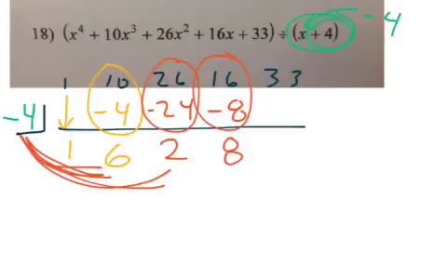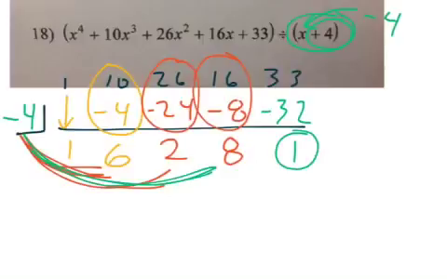And then one more time, I'll change the color to green here. I'm going to take negative 4 times that 8 and get negative 32. And my remainder is 1, right? So what does my result mean? Well, remember, guys, let me clean this up here first. And I'll use gold, I guess.